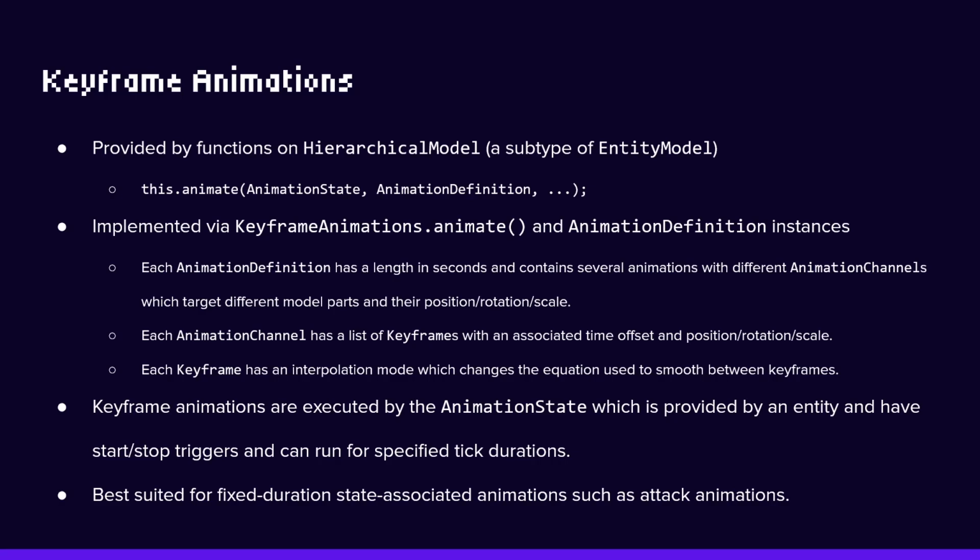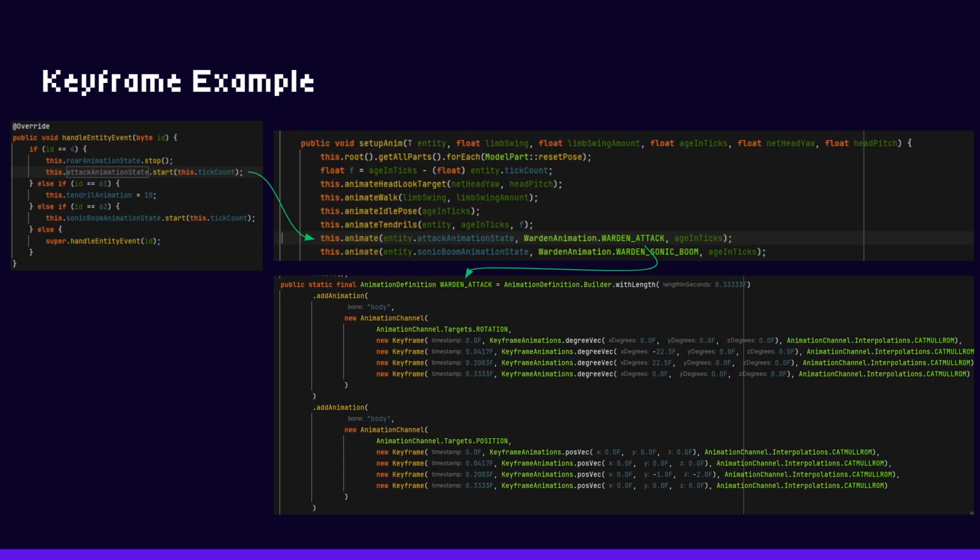So keyframes are really good for fixed-duration animations that are associated with a state and have a little bit more complexity to them. So here's what a keyframe looks like. This is the Warden's attack animation. You'll see on the very left there, that's how the entity actually triggers the animation to occur on the client.